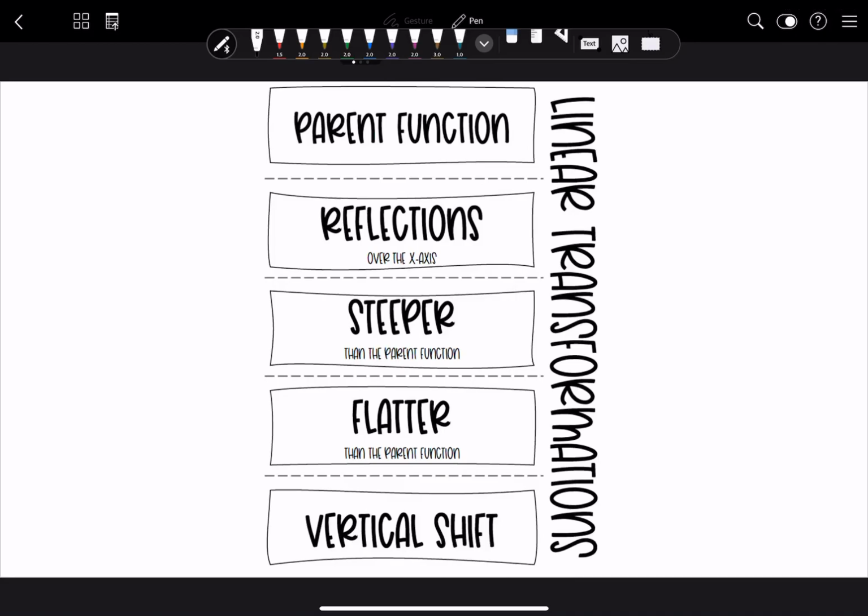Hey everybody, so we're going to be talking about linear transformations today. We're going to talk about our parent function of the linear functions, and we're going to go ahead and discuss what all we can do to kind of adjust it from that parent function.